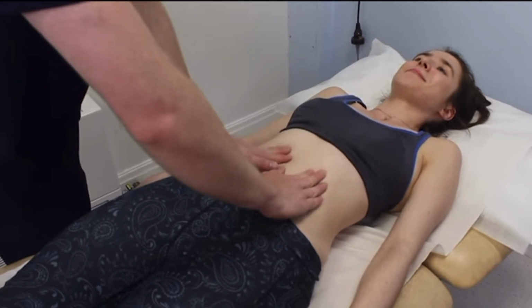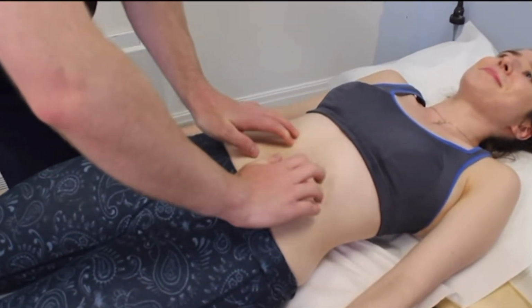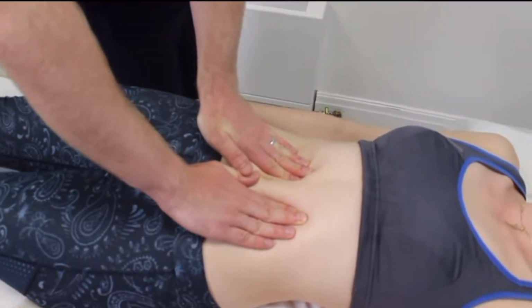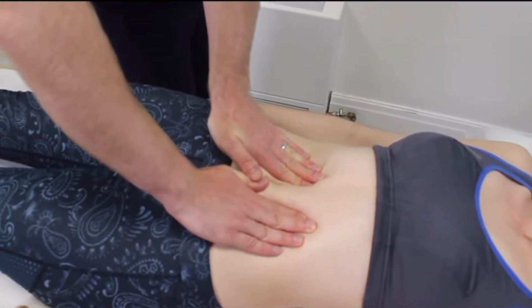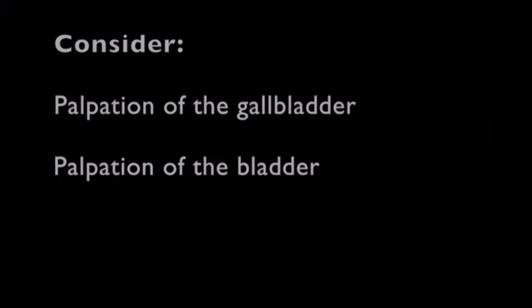Palpate the aorta. Do this by placing both hands superior to the umbilicus in the midline. If you feel a pulsatile mass pushing outwards, this may suggest an abdominal aortic aneurysm. However, this is a crude test, and if you suspect something like a AAA, imaging is needed. If indicated, you may want to palpate the gallbladder and bladder. However, in most healthy individuals, the gallbladder is not palpable, and in most healthy patients who are passing urine regularly, the bladder will also not be palpable.